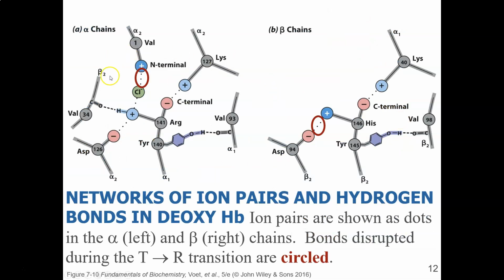So here's another picture right here. So this is ion pairs in the alpha chain. Here we have them in the beta chain. So in this picture, this shows the deoxyhemoglobin. So ion pairs are shown as dots. What I did is I circled the ion pairs that are disrupted when the hemoglobin transitions from the T form to the R form. So we don't break all of the ion pairs, but a number of them are broken.